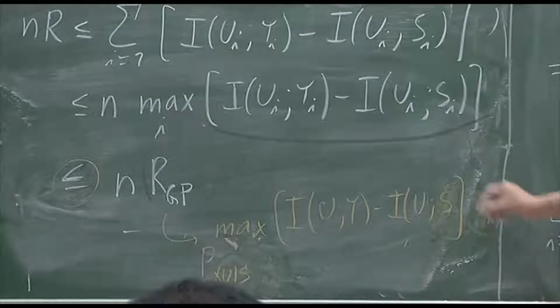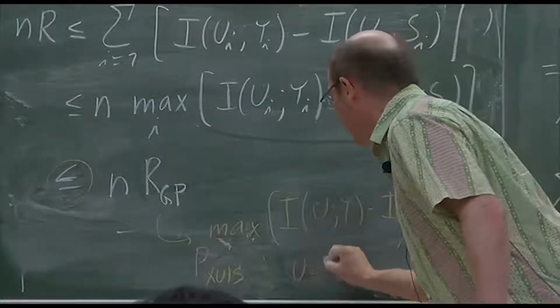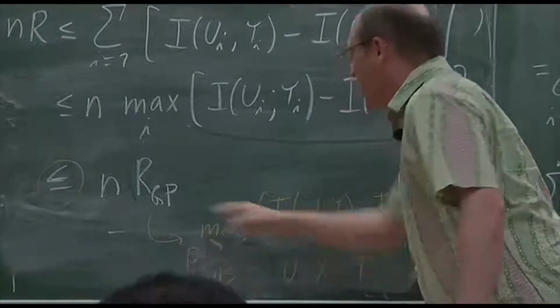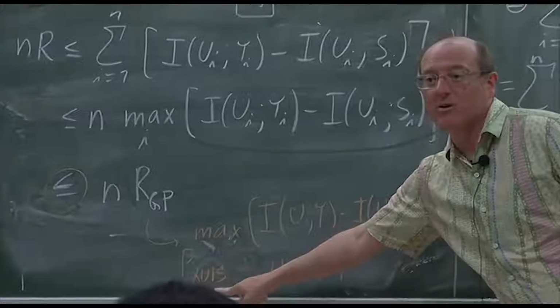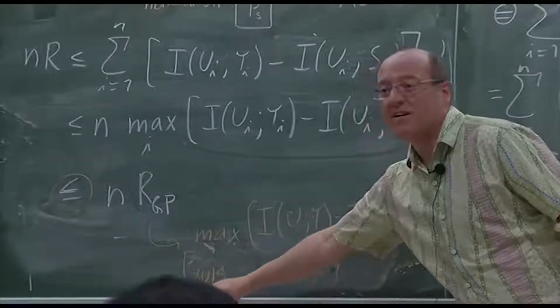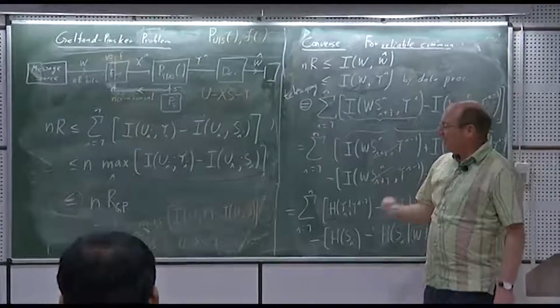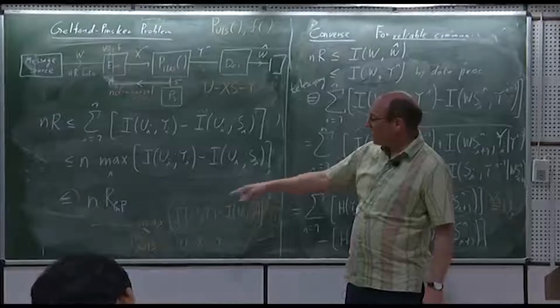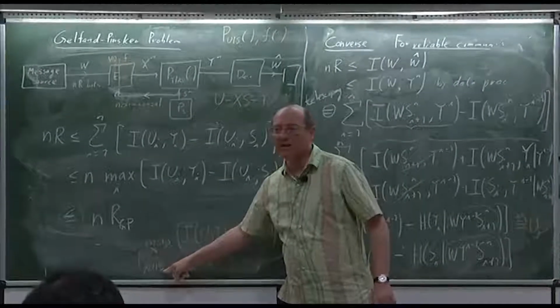Right. So if I define this to be this with the Markov chain U, X, S, Y, then I could write this inequality. Remember, I wrote the inequality that X was a function of U and S. So I still have to prove that the optimal choice in here is to choose X to be a function of U and S. I'm not going to do that, but what you can show is that the Gelfand-Pinsker rate is convex in p(x) given u, s.